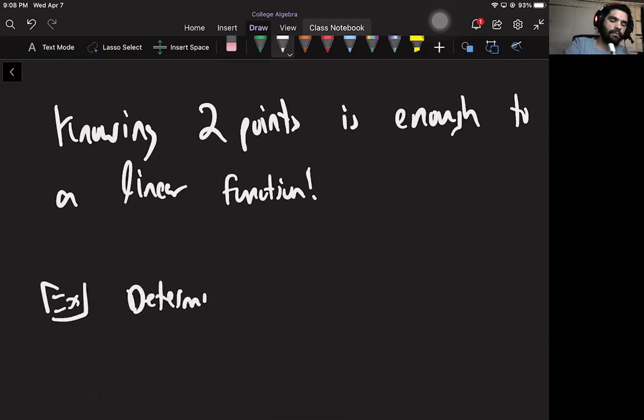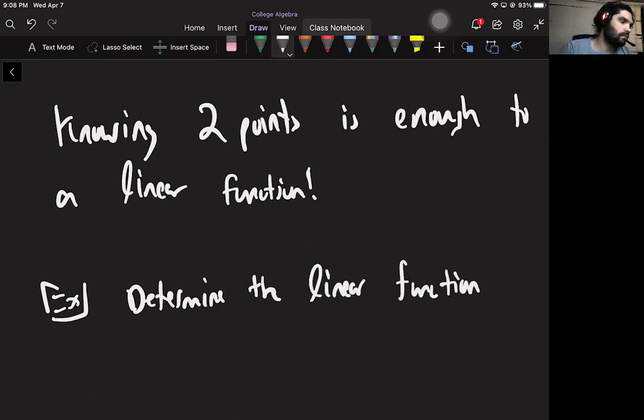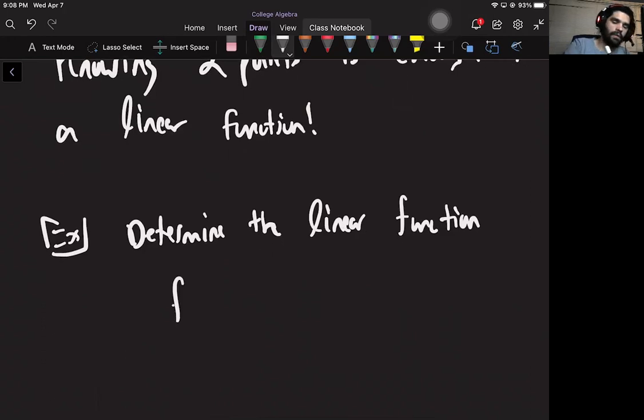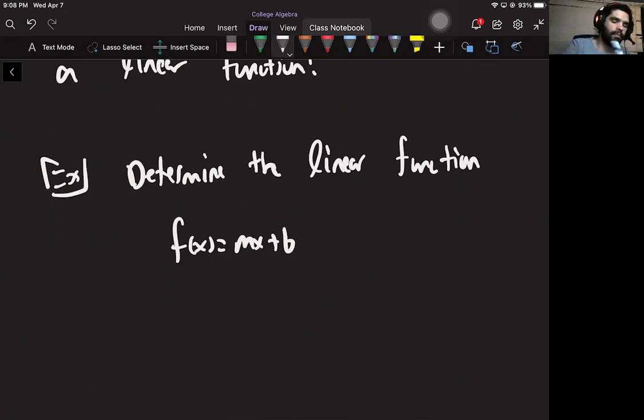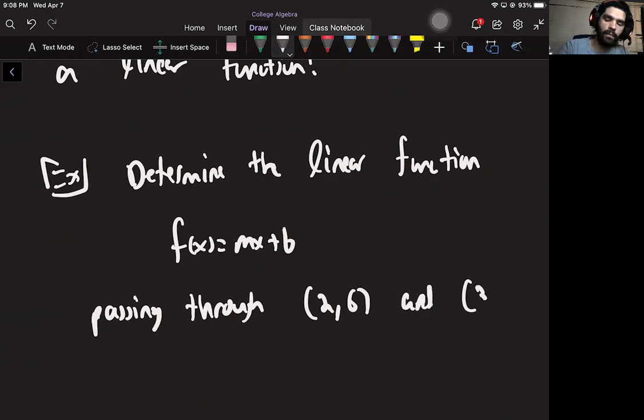Determine the linear function. So it's got to look like this automatically. I'm just figuring out m and b, which passes through the 2 points, (2, 6). So these are the same points as before, just so I can save myself some work.